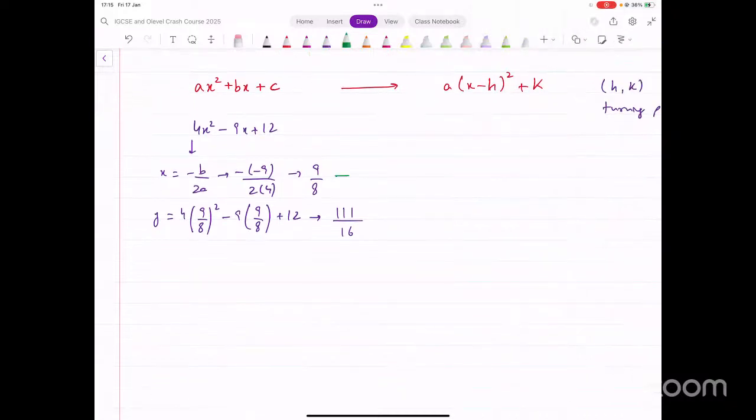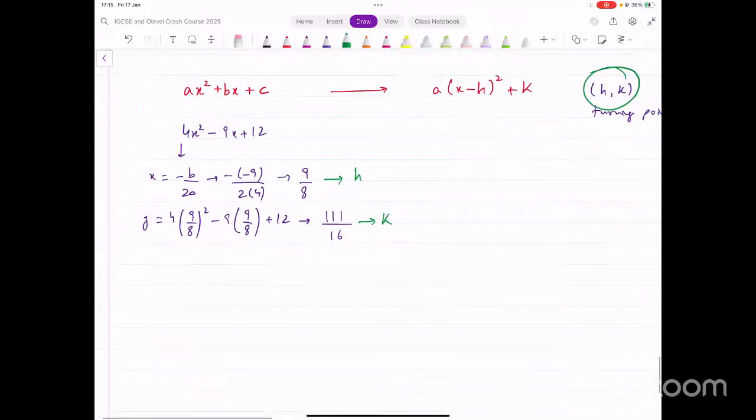Now, this is the value of h that I have. This is the value of k that I have. The coordinates of the turning point. And this is the value of a. So we've got a, we can put that in place of a here in the other form. We've got h, which is 9 over 8, we can put that in place of this h here. And we've got k, which is 111 over 16, we can put that in place of this k here. And we would get that completed square form.